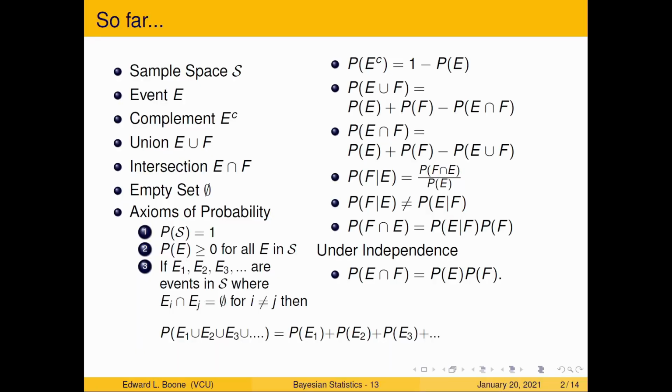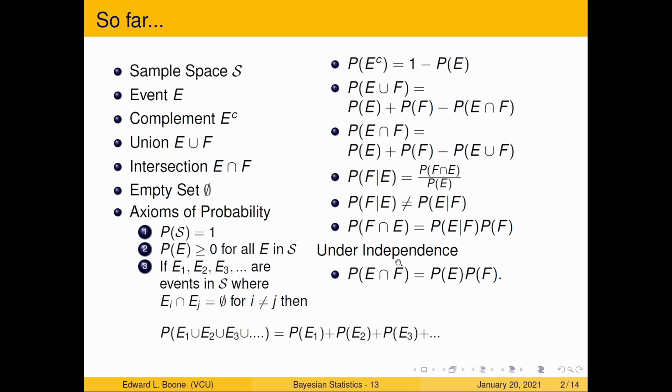Bayesian Statistics, law of total probability. We've been learning a lot about probability, events, sets, and then we started talking about what we could do with events: complements, unions, intersections. We have the empty set. We have the axioms of probability, which show how to take events and turn them into probabilities. We have rules for the complement, rules for unions, intersections, conditional probability, the idea of independence, and more on intersections. And notice there's a lot of ways to calculate intersections under different conditions.